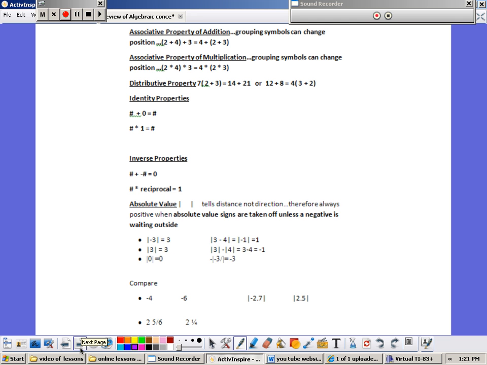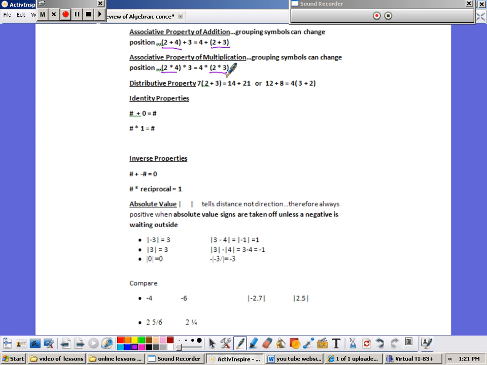We also have the associative property of addition and the associative property of multiplication. The associative properties say that the grouping symbols can change position, but it doesn't change your answer. So as you can see here, I have the 2 and the 4 in the parentheses. Here are the 2 and the 3 in the parentheses. 2 and 4, 2 and 3, doesn't matter. They're going to come out the same answer. This is not true of subtraction or division.